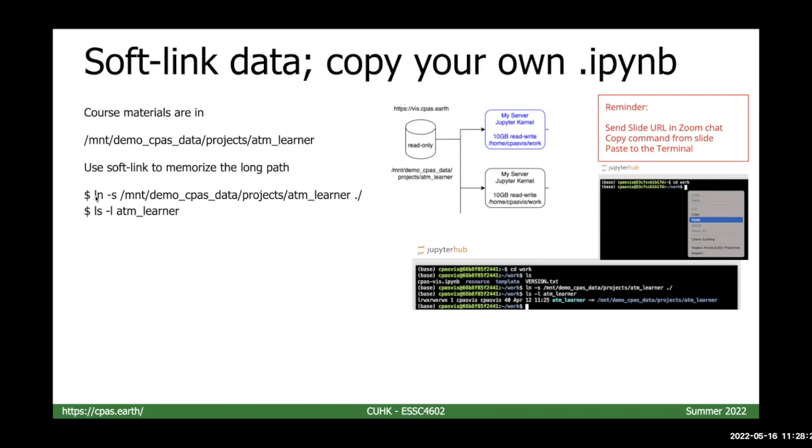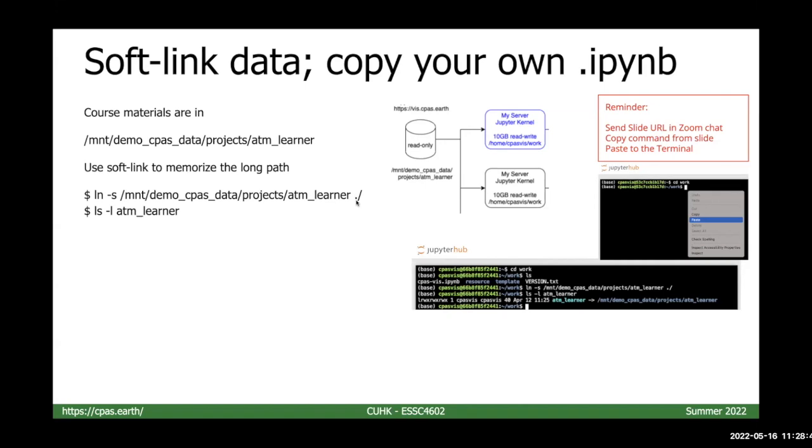In Linux, there is a link command, ln. And the soft link is indicated by a flag, space, -s, that means a soft link. And then space again. The long path is the source of the link. And then space again. What is this funny dot and slash?